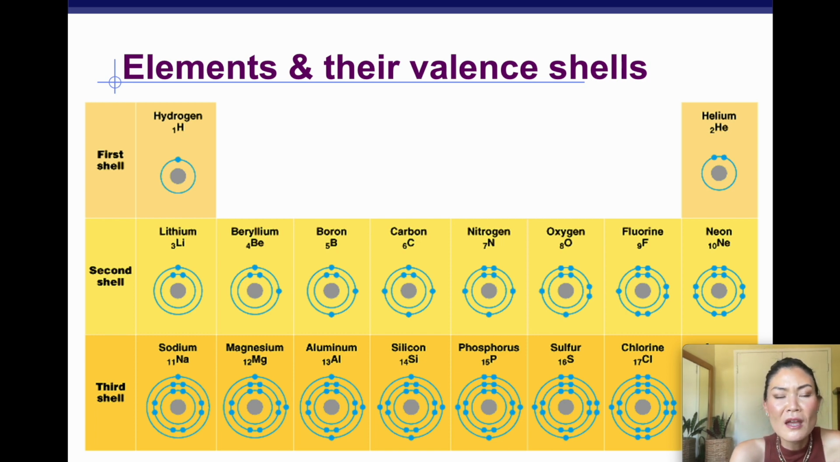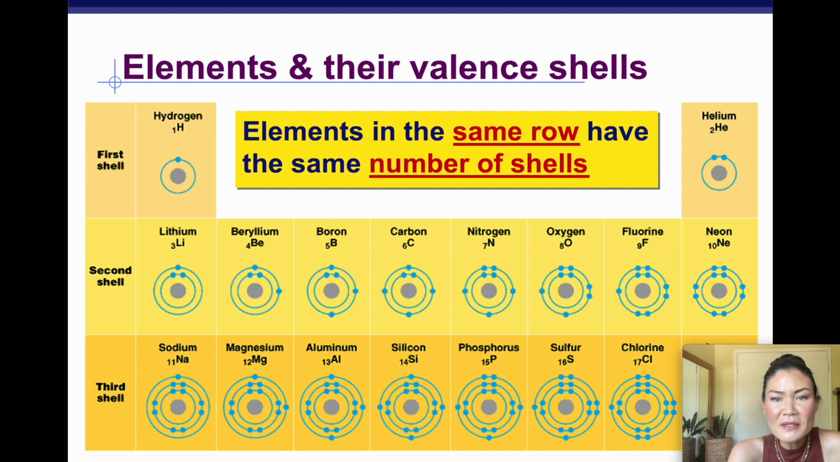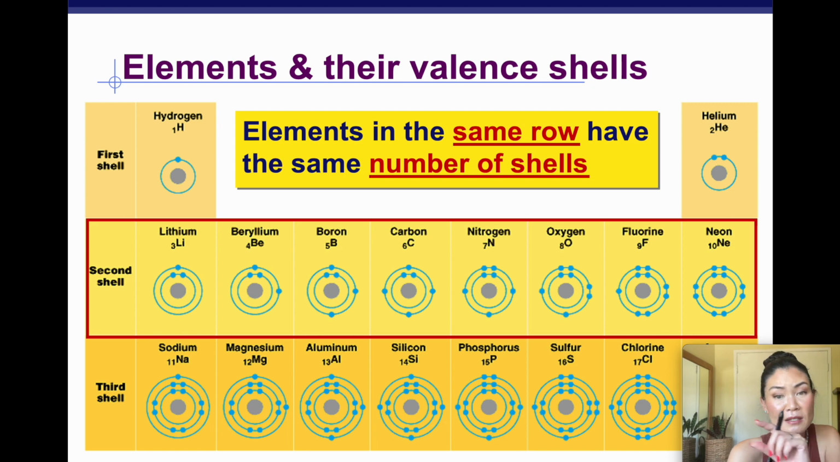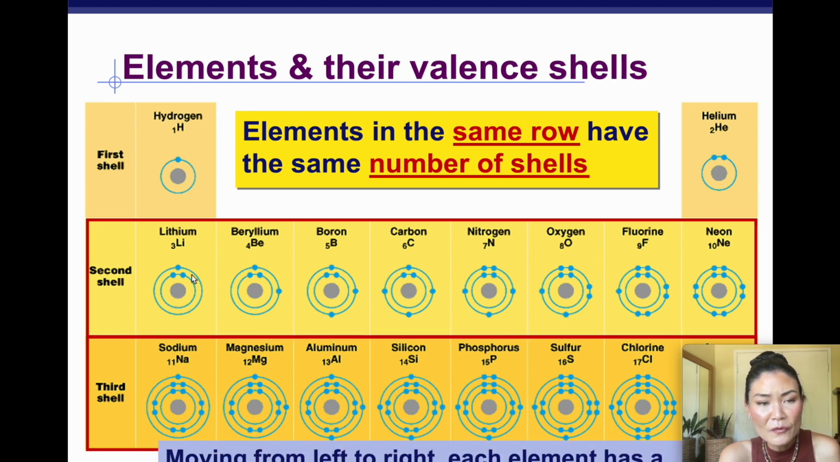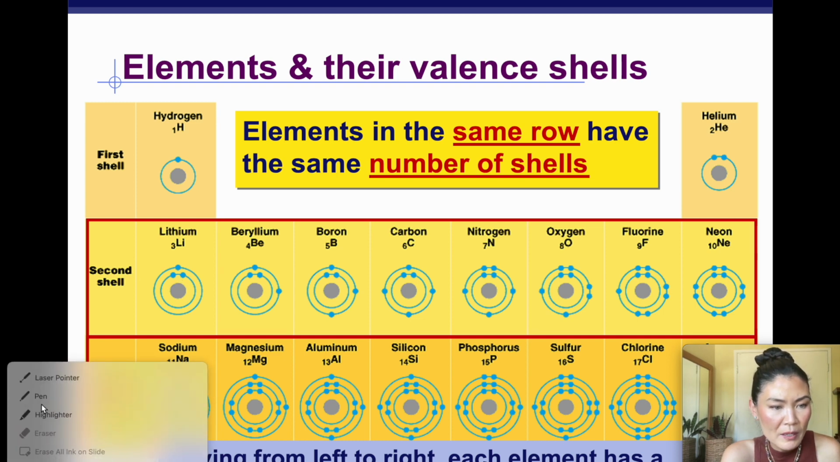When you look at the periodic table, elements in the same row have the same number of shells. If you look at the second row, you'll see that lithium, beryllium, boron, carbon, nitrogen, oxygen, fluorine, and neon all have 2 electron levels or shells. And then when you go from left to right, there's a sequential addition of electrons and protons.